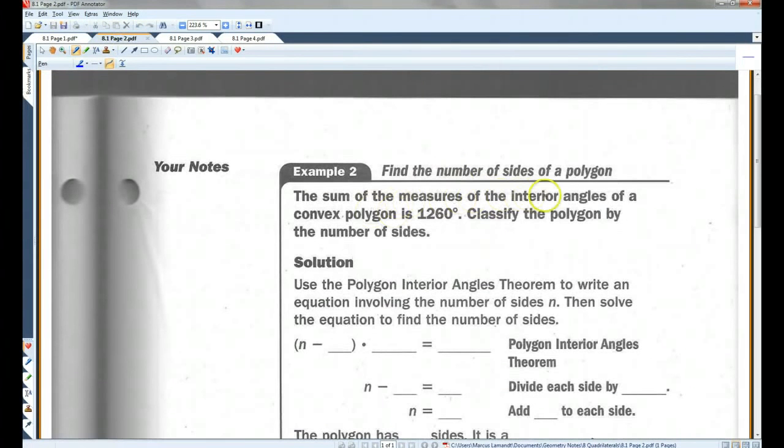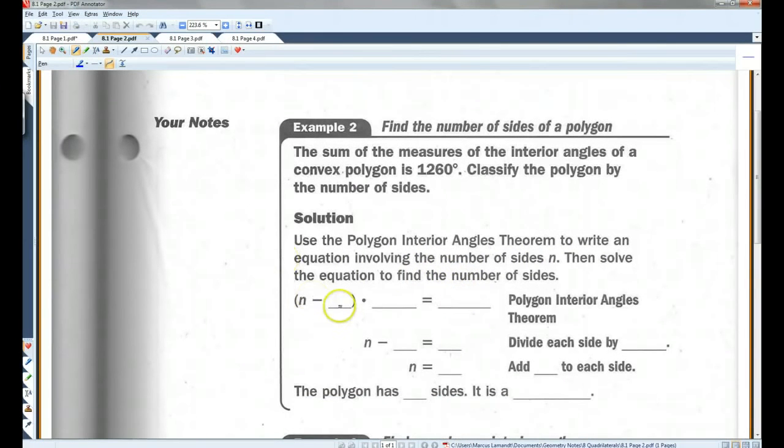Okay, the sum of the measures of the interior angles of a convex polygon is 1260 degrees. Classify the polygon by the number of sides. Alright, so now we have to work backwards. Use the polygon interior angles theorem to write an equation involving the number of sides n, then solve the equation to find the number of sides. So we know our equation is n minus 2 times 180. But in this case, we don't know what n is. We need to solve for n. But we know that whatever n equals, we're going to end up with 1260 degrees. I'm going to divide both sides by 180. So if you divide this side by 180, this side by 180, you get n minus 2 equals, let's pull out the calculator.